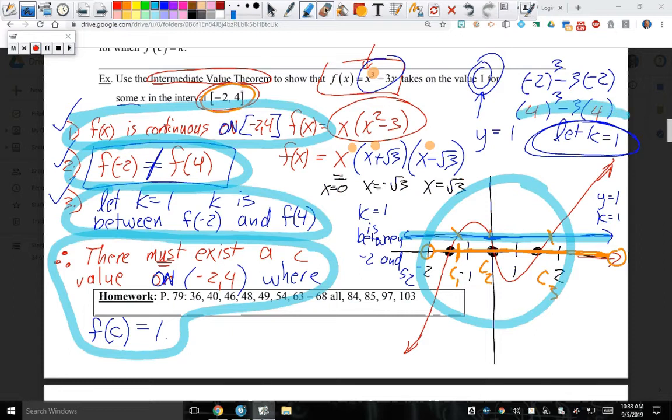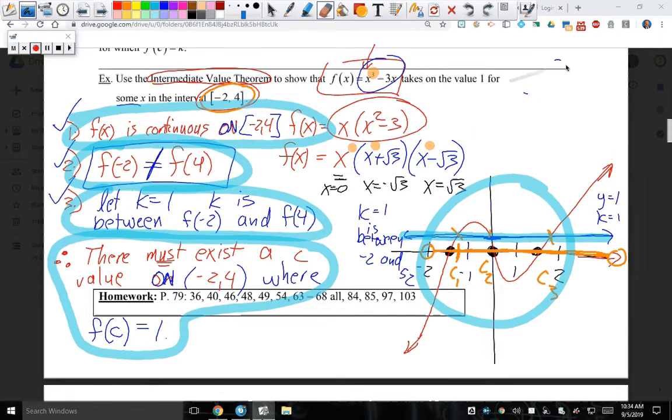Let me make some room so that you can see it clearer. The last part we're going to do is this. F of c, watch carefully, because people are like, why do we even do this? But it's the proof. F of c is equal to c cubed minus 3c. You with me? What's f of c? 1. Nice. It's k. It's 1.